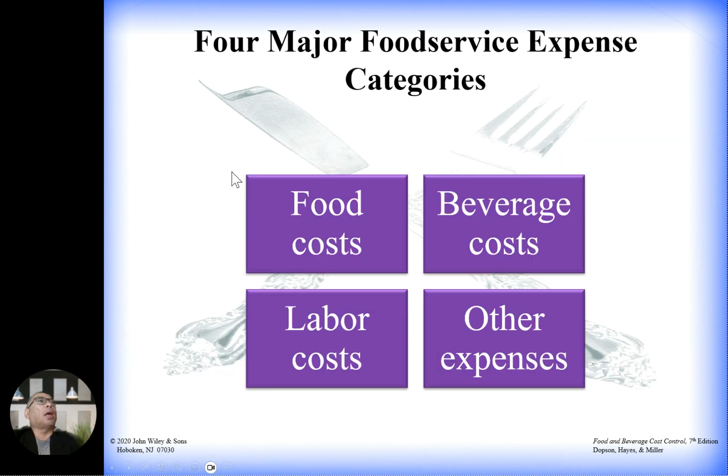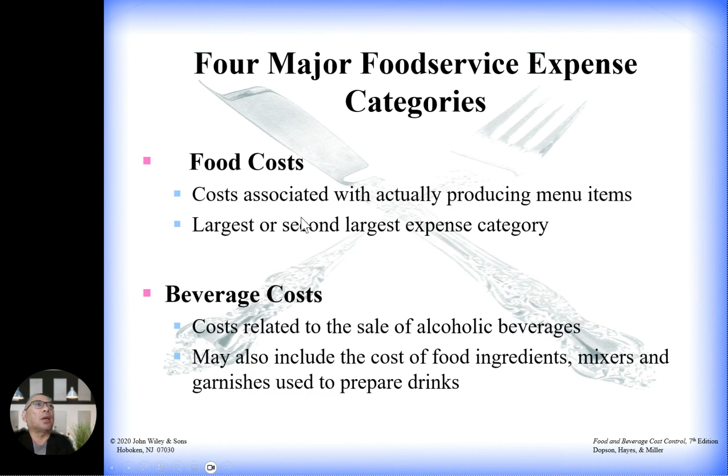There are four major food service expenses. The first is food cost, the second is beverage cost, the third is labor cost, and the last is other expenses. What are food costs? Costs associated with actually producing menu items, usually the largest or second largest expense category. For example, if I create a samosa shop, the flour, the sugar, the salt, and all the ingredients are going to be my food cost.